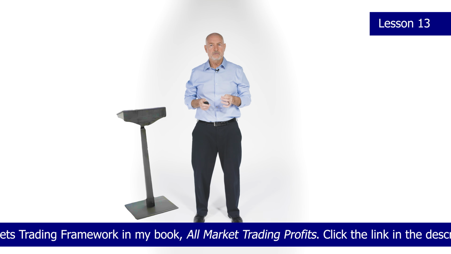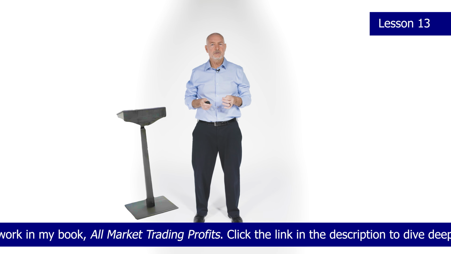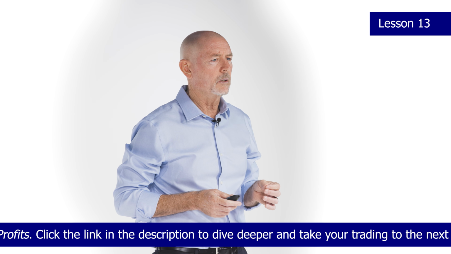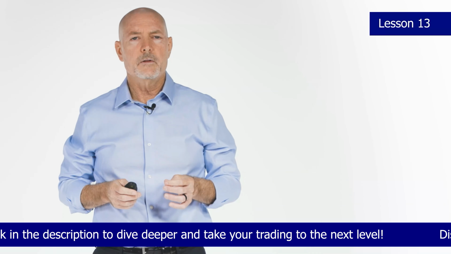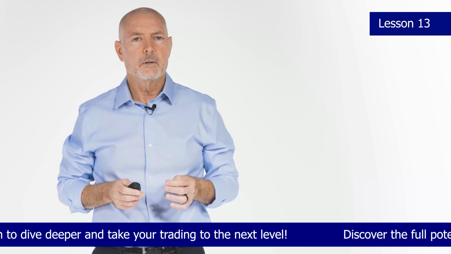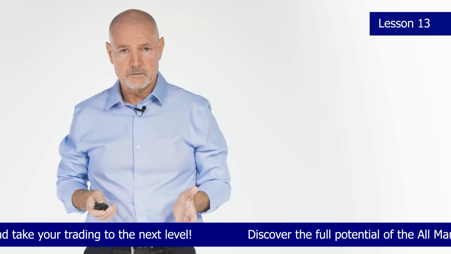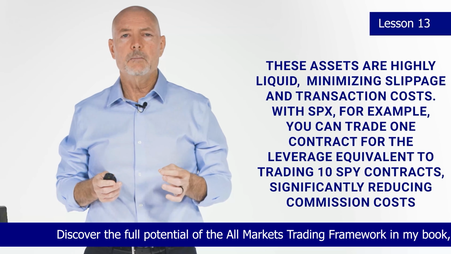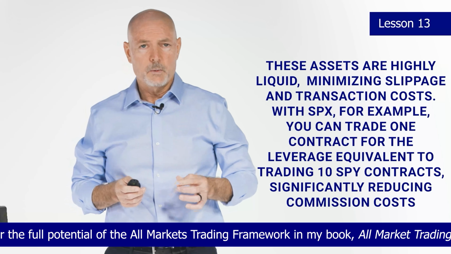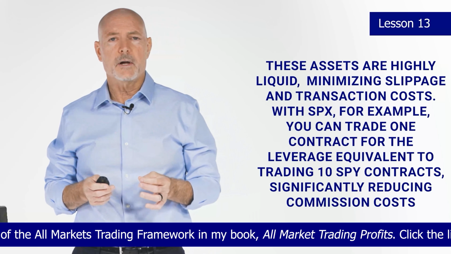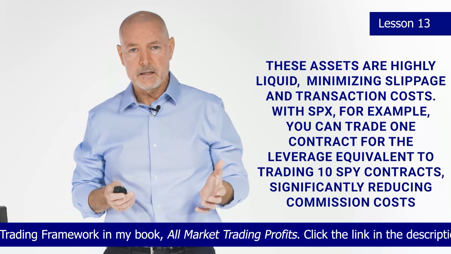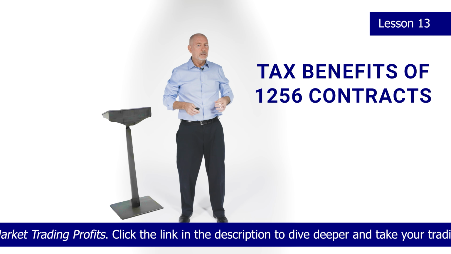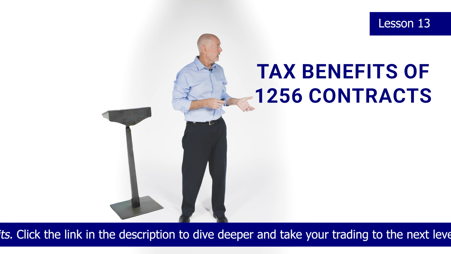Let's begin by discussing the selection of the underlying asset. For the AMP 122 structure, liquidity and cost efficiency should be your top priority. I prefer trading options on a broad market index like SPX or the E-mini ES futures for several compelling reasons. Liquidity and commissions. These assets are highly liquid, minimizing slippage and transaction costs. With SPX, for example, you can trade one contract for the leverage equivalent to trading 10 SPY contracts, significantly reducing commission costs.